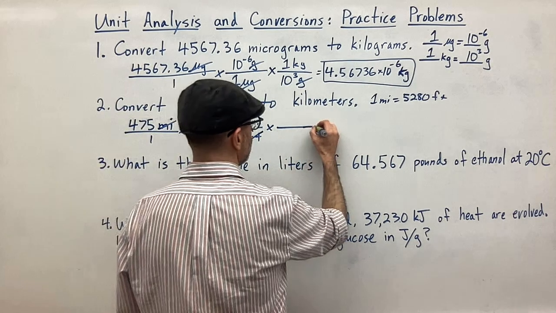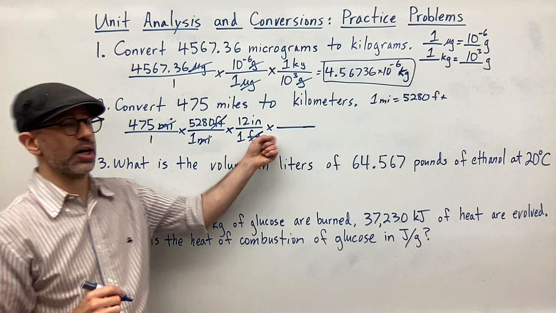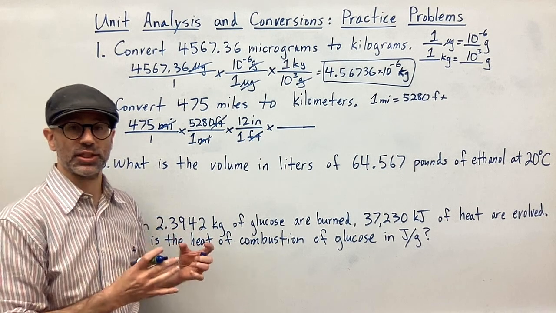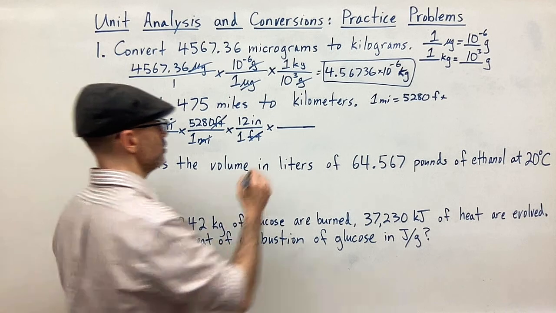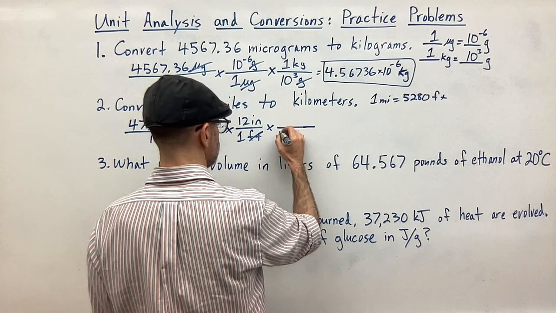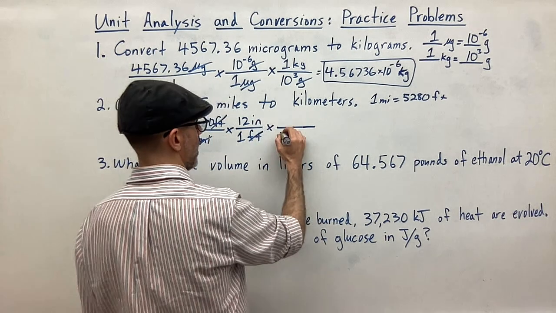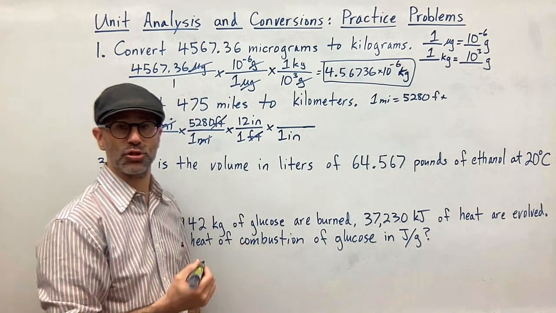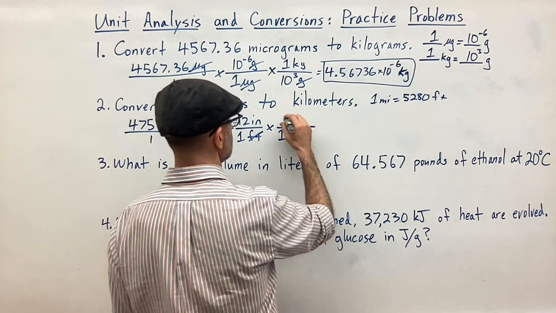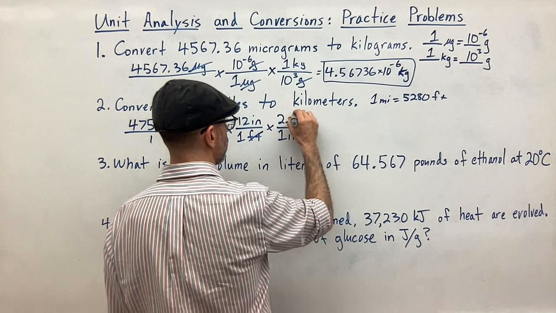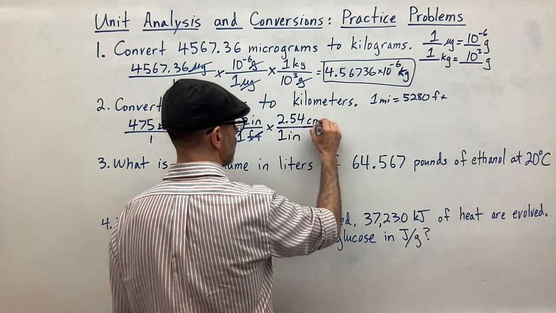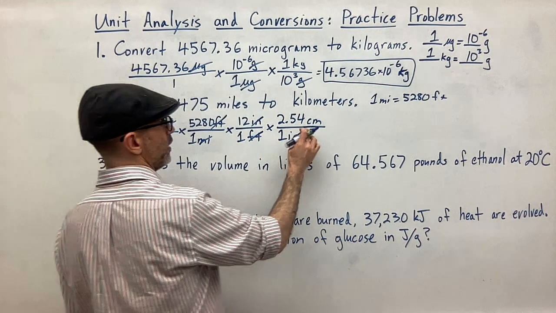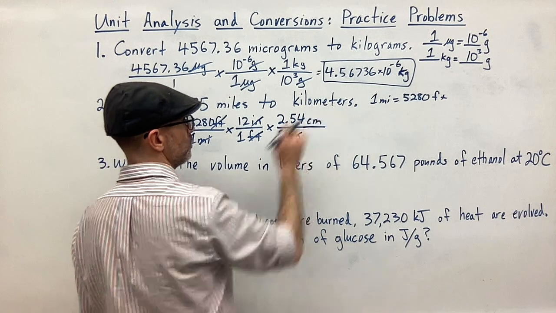And finally, I can use my inches to centimeters to convert from the English system to the metric system. So I have inches on top. I'm going to have 1 inch on the bottom, and 1 inch is equal to 2.54 centimeters. Inches cancel out. Now I've got metric. So now I can convert centimeters to kilometers.